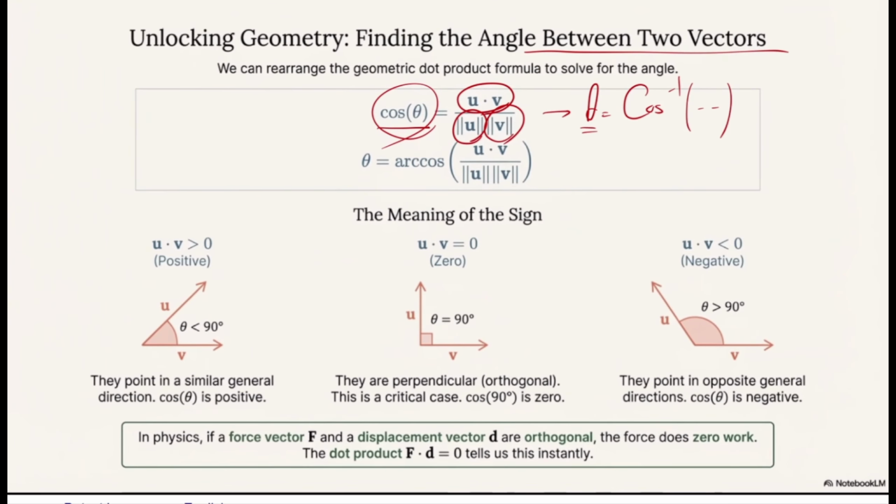The good thing is that the norms of u and v are going to be positive all the time. We don't care about that, right? But right now we care about one thing.